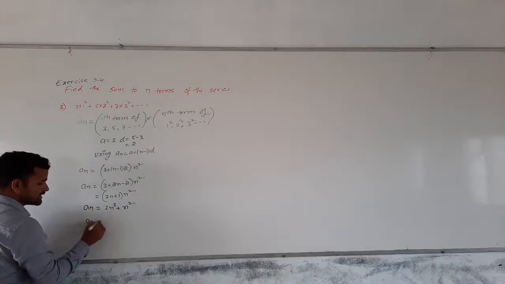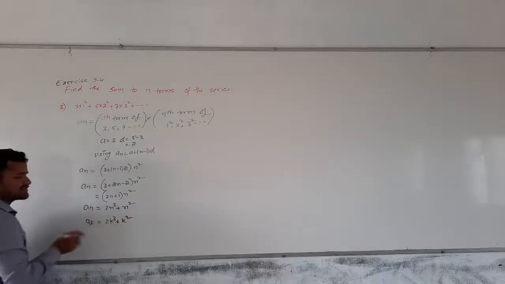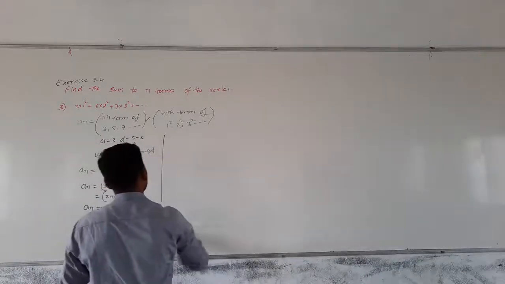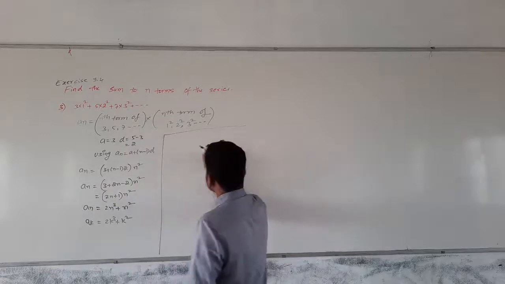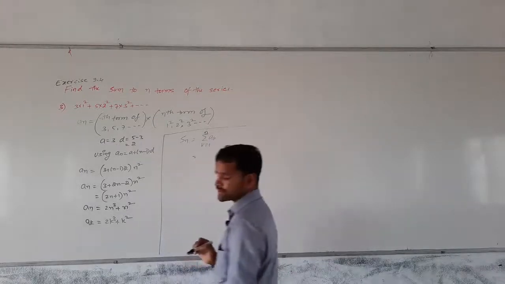Now ak is equal to 2 into k cube plus k square. n is equal to k, I am replacing. This is about ak. Now coming to the Sn. Sn is equal to summation of ak, where k varies from 1 to n. This one we know.